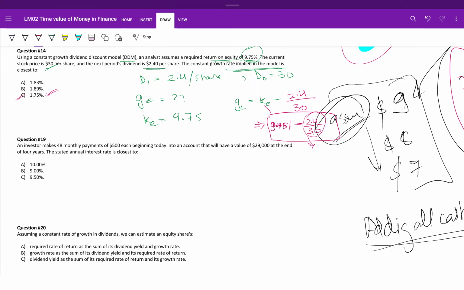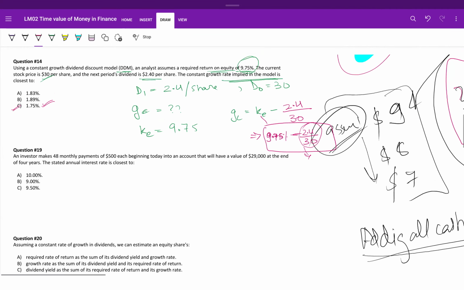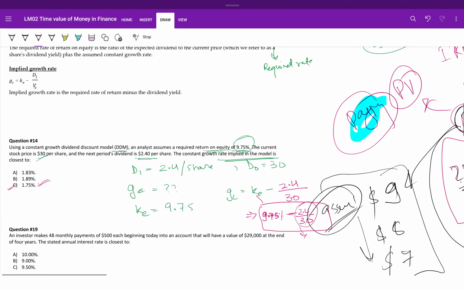Since you know the formula, you just need to plug in these numbers. This was not a tricky question, but when you discuss CFA, there are tricky questions.